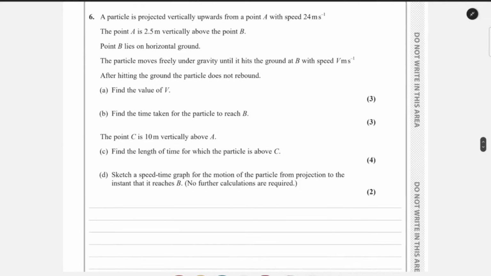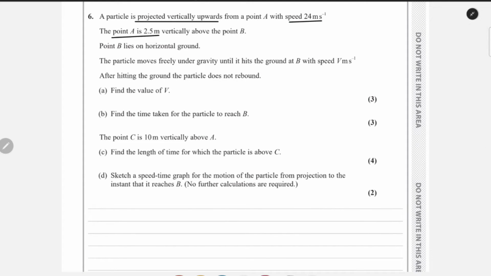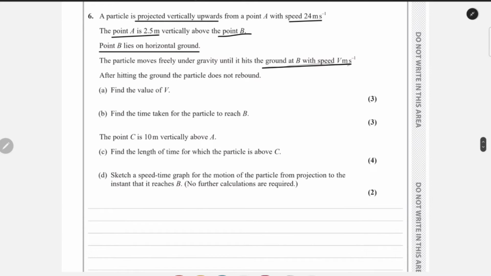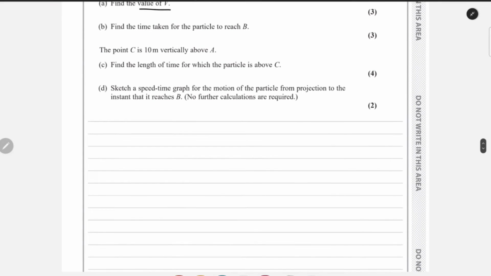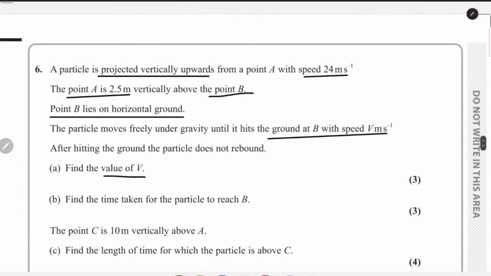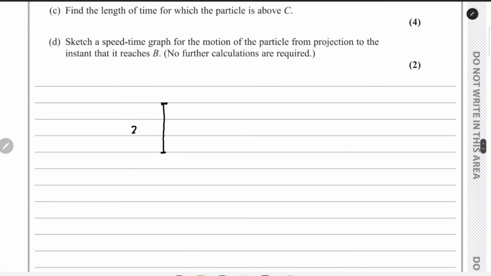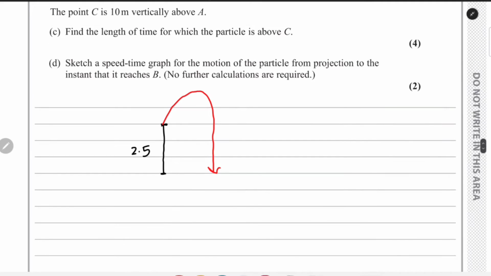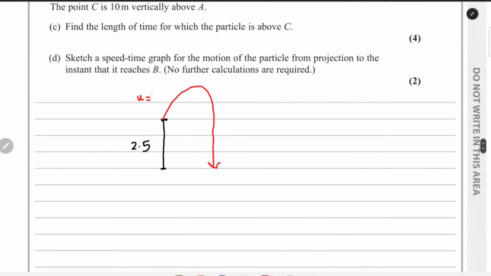Now moving to question 6, we have a particle that is projected vertically upwards with speed 24 meters per second. The height of the point which it is thrown from is 2.5 meters above point B, and point B lies on horizontal ground. It hits the ground at a speed of v, and we need to find this value. So if we draw a sketch of this situation, it is at a height of 2.5 meters. It's thrown up from this place and then it hits the ground. It's thrown up at a speed of 24 meters per second.